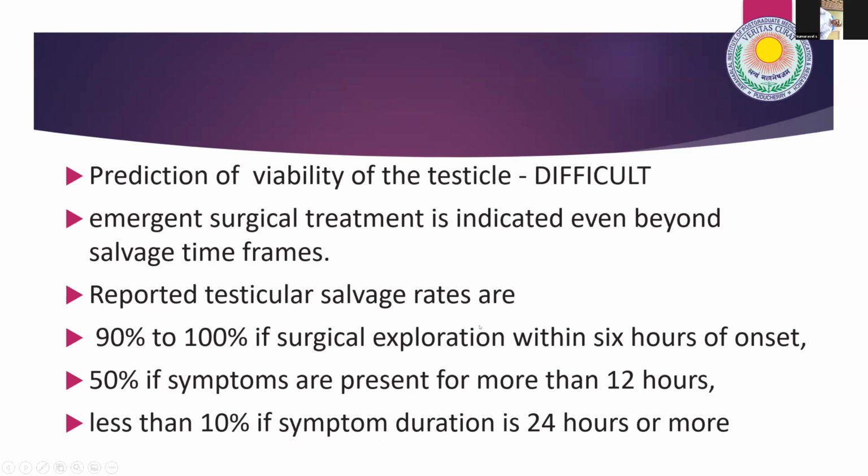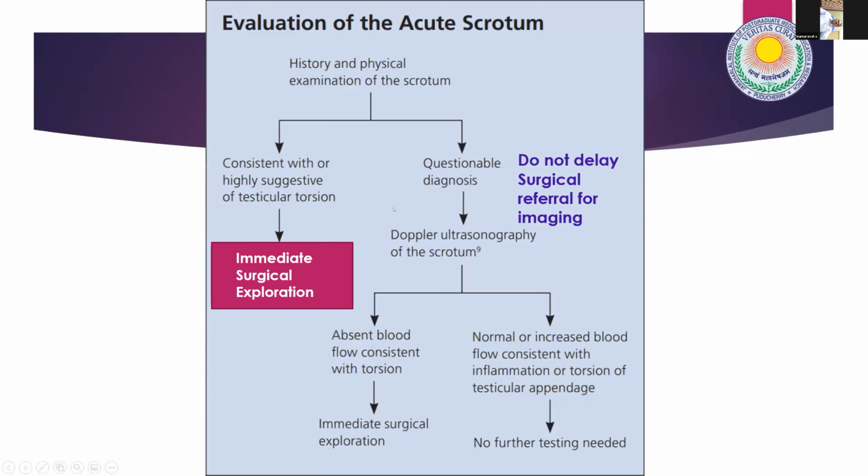However, given the importance of the organ, even though there is so much description I have given on examination, we have to suggest immediate surgical exploration if the child has come in a salvageable state, that is less than 24 to 48 hours. So that is what is suggested by most of the guidelines also, that immediate surgical exploration if it is consistent or highly suggestive of testicular torsion.